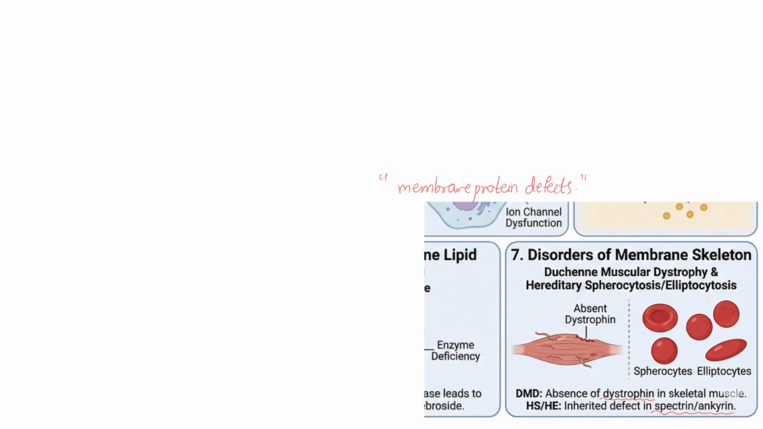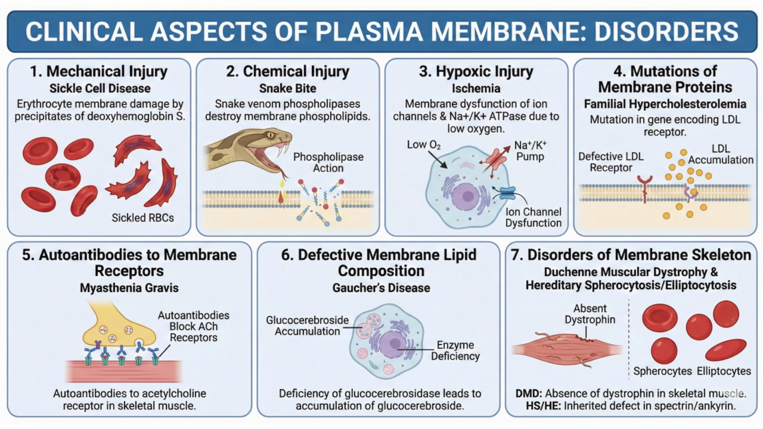So these are the clinical applications of the plasma membrane. There are seven types of disorders.